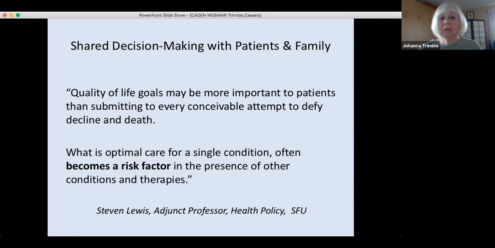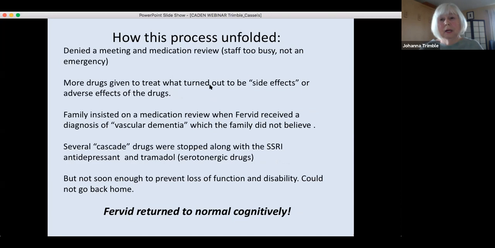So how did the process unfold for our family? When we discovered that we thought there was a drug interaction, we tried to get a medication review, and we were told by the staff that they were too busy and it wasn't an emergency. And then what happened is what's sometimes called the prescribing cascade. In other words, drugs are given to treat the side effects of the drugs the person's already on. And that did happen. Fervid was put on several more drugs to treat the heart rate problems, the delirium and so on that she was experiencing. The next thing that happened is there was a diagnosis of vascular dementia. The family didn't believe it.